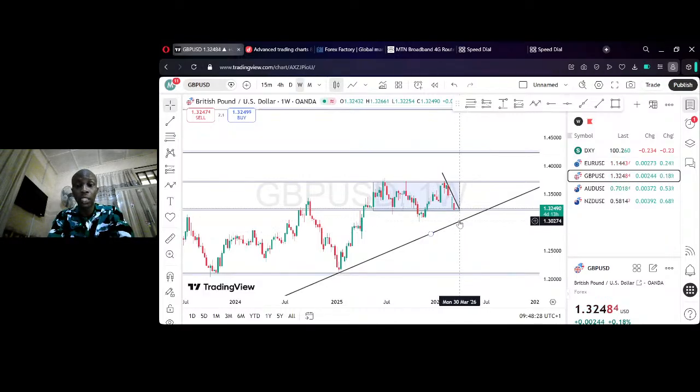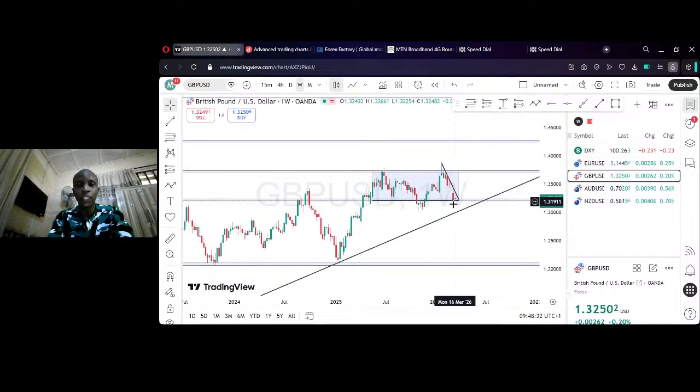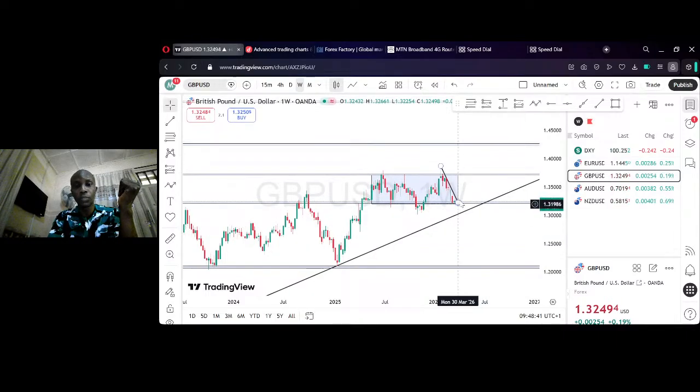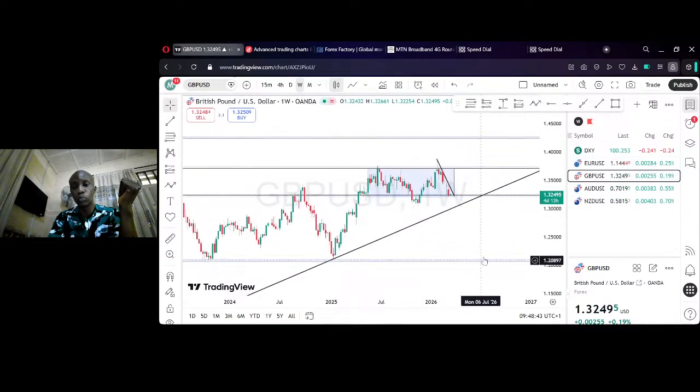And if the third attempt should hold, price will push back up. And if price was able to break below it for the third touch of the trend line, it's either it breaks below or it bounces up. So if price can break below this trend line, we are coming down.